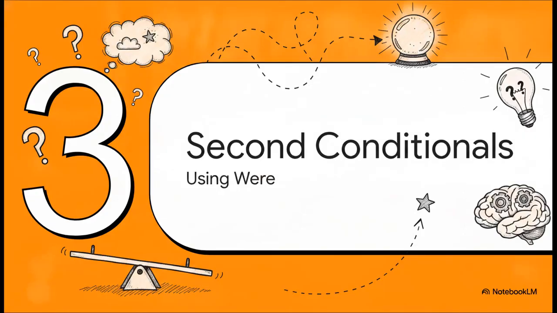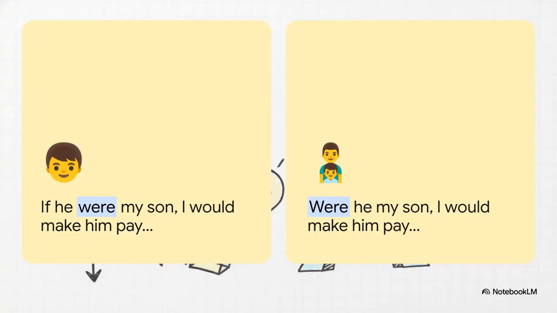All right, part 3, second conditionals using "were". Now, let's dive into hypothetical or highly unlikely situations in the present or future. This illustrates the contrast perfectly. If we have a sentence using the verb "to be", like "if he were my son", it just elegantly compresses right into "were he my son, I would make him pay for the damage." But check out the second example. "If she won first prize" turns into "were she to win first prize." That's a completely different transformation, right?